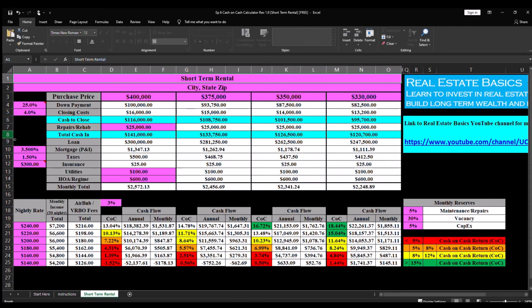Once you've determined your property tax rate, you can head on over to my short-term rental, cash flow, and cash on cash calculator within Excel that you can download for free, and we can plug in what our annual tax rate is in terms of a percentage of the purchase price, and that'll help you more accurately calculate what your anticipated cash flow and cash on cash return on investment are going to be.